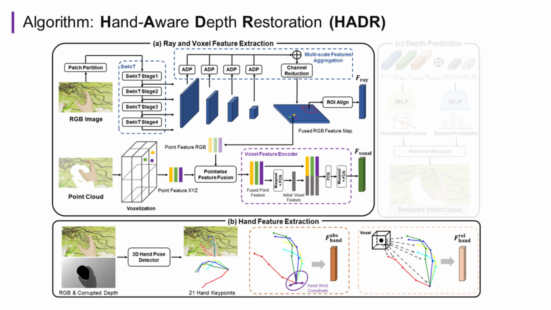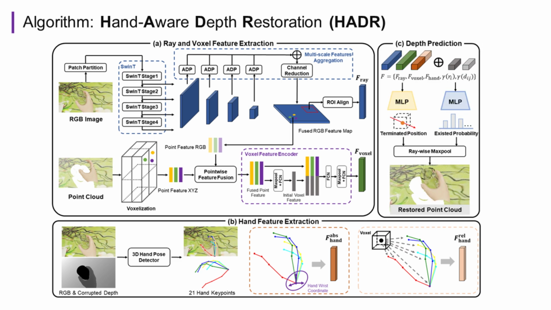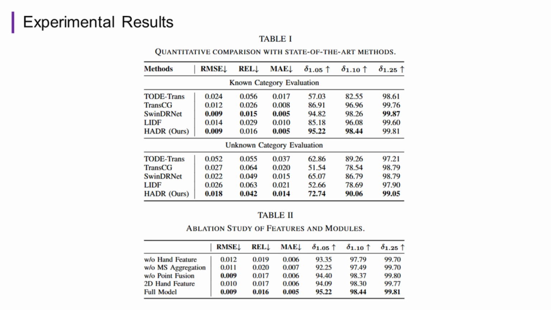To better utilize hand-object interactions, we introduce hand pose guidance by extracting 21 hand keypoints with a hand pose detector. These keypoints are transferred into absolute and relative hand features to model semantic and geometric information. Finally, we predict terminated position and probability of each ray-voxel pair using generated features, and restored depth is calculated by ray-wise max pooling.